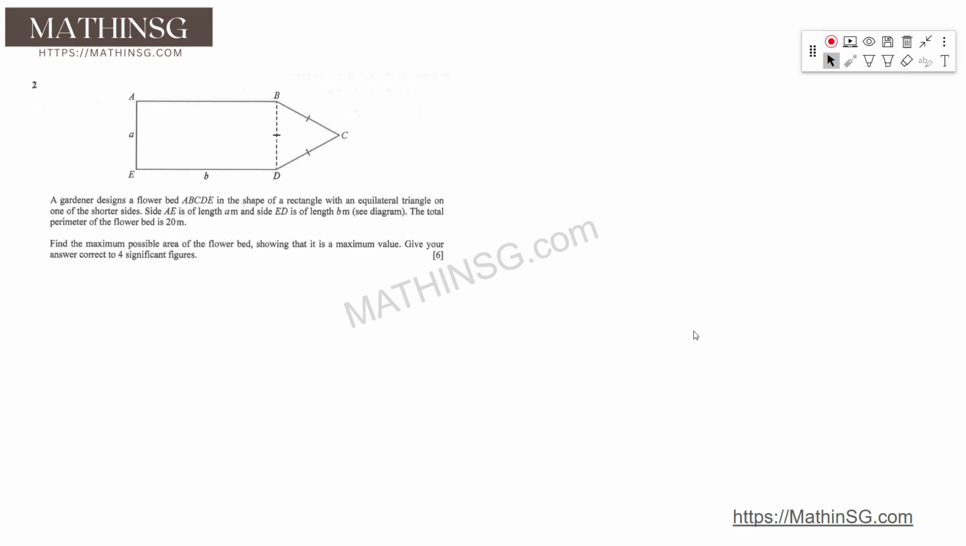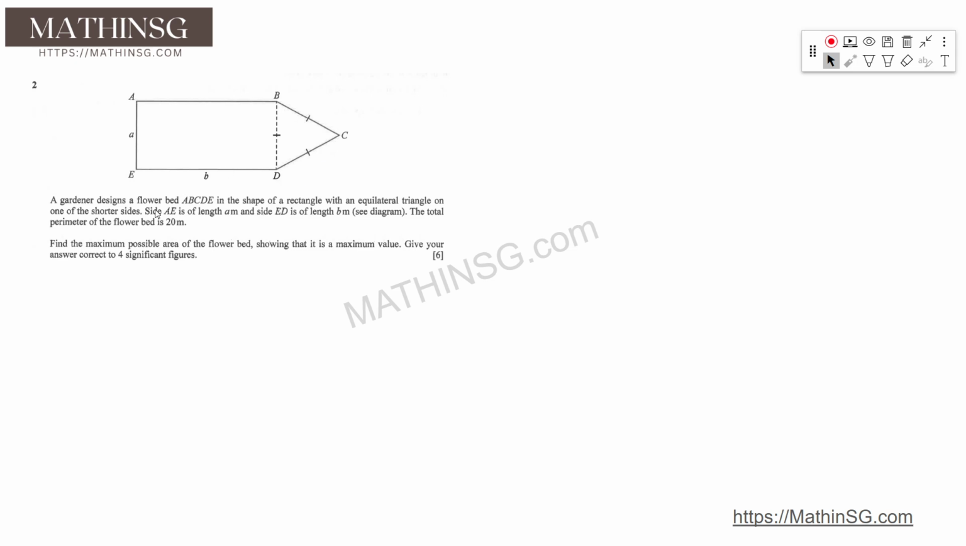So now let's go through this question. This is an application of differentiation to maximum and minimum problems. So let's read. A gardener designs a flower bed ABCDE in the shape of a rectangle with an equilateral triangle on one of the shorter sides. Side AE is of length a and ED is of length b.